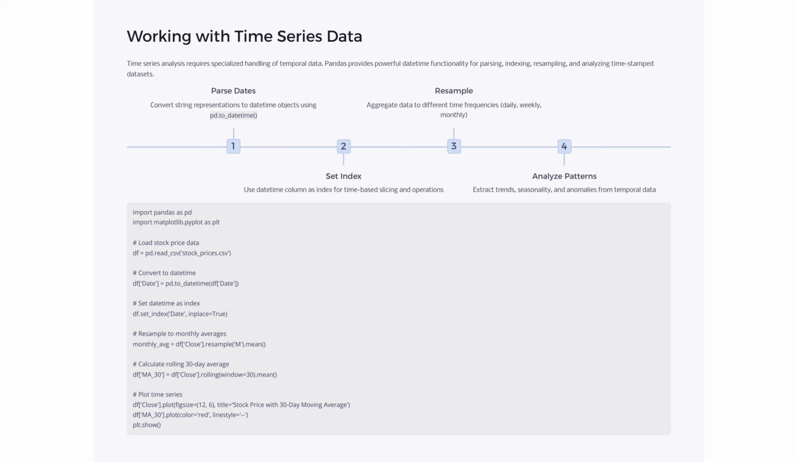Time series analysis in Pandas involves converting strings to datetime objects with pd.to_datetime, setting datetime as index for efficient operations, and resampling data to desired frequencies. Analyzing patterns like trends and seasonality is crucial. For instance, stock prices can be resampled to monthly averages and visualized with a 30-day moving average for insights.